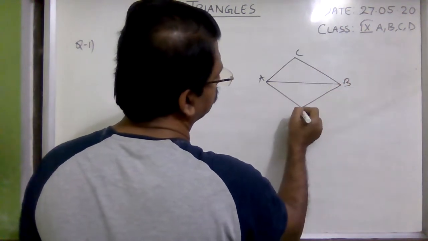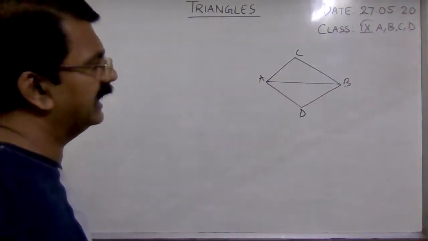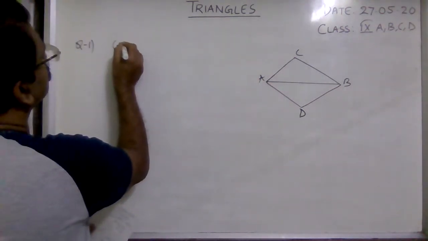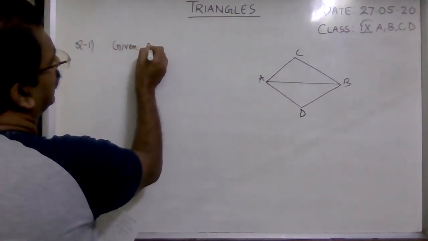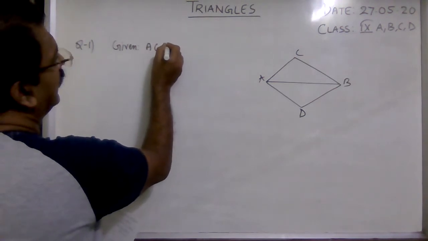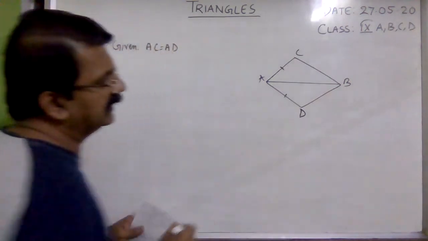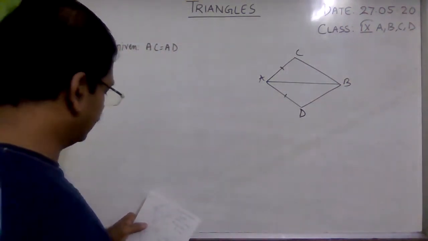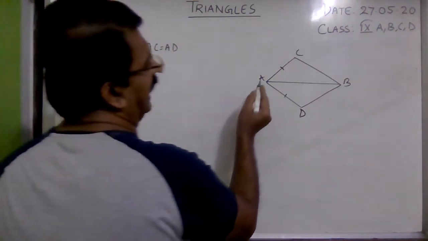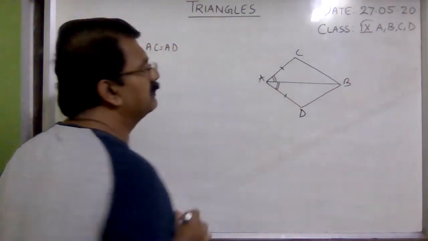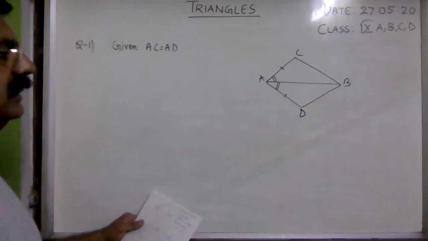ACBD is a quadrilateral. Given AC is equal to AD. It is given that AC is equal to AD, and it is given that AB bisects angle A. Means this angle is equal to this angle. AB bisects angle A.